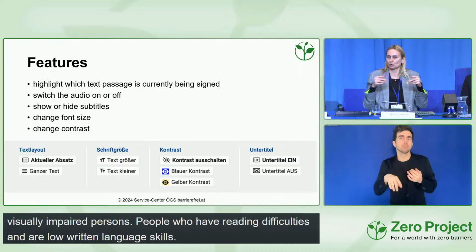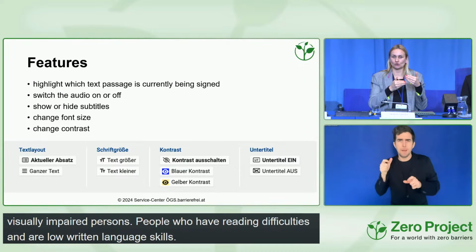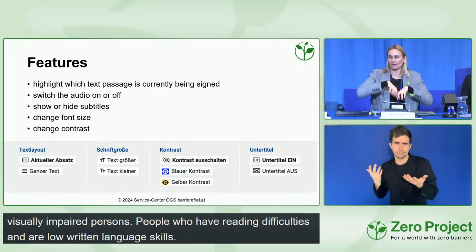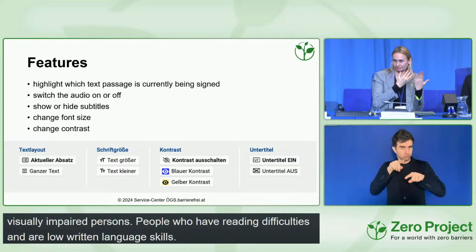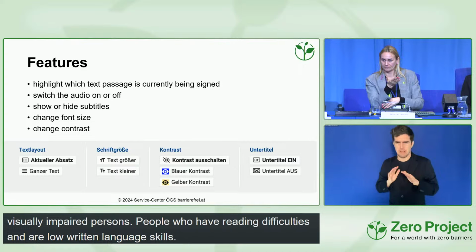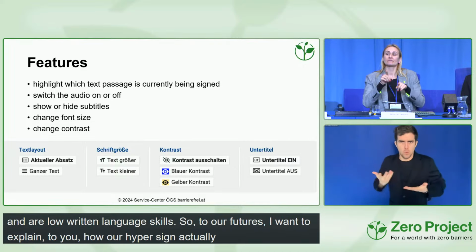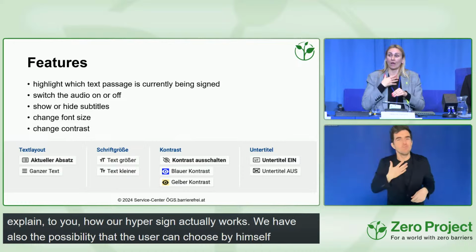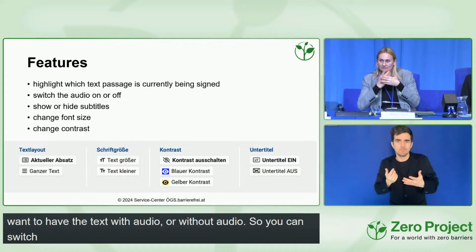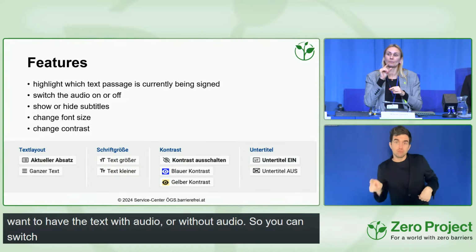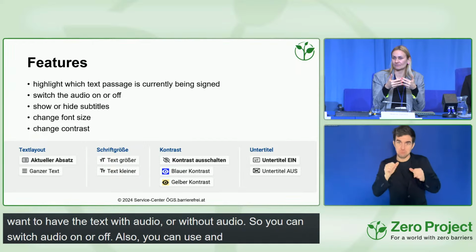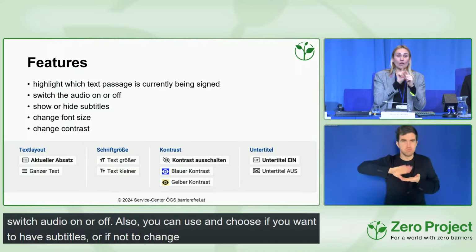So to our features, I want to explain to you how our HyperSign actually works. We also have the possibility that the user can choose by himself or herself if they want to have the text with audio or without audio. So you can switch the tone on or off. Also, you can choose if you want to have subtitles or not, to change the font, or even to vary the contrast of the text. This is very good for blind persons, for example.